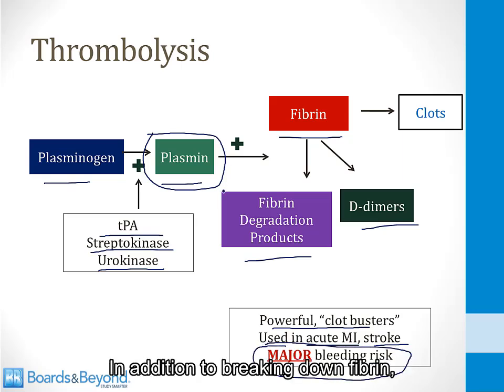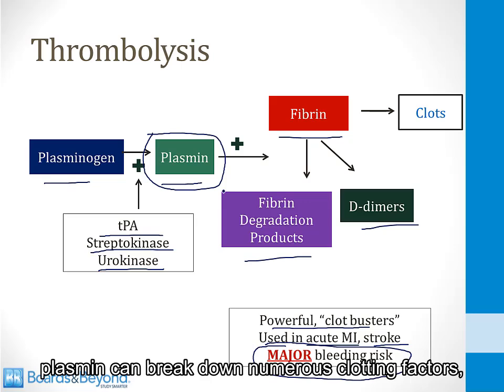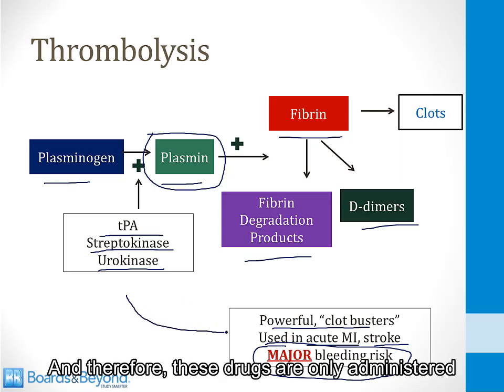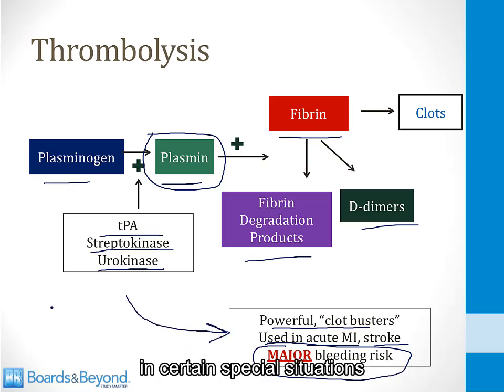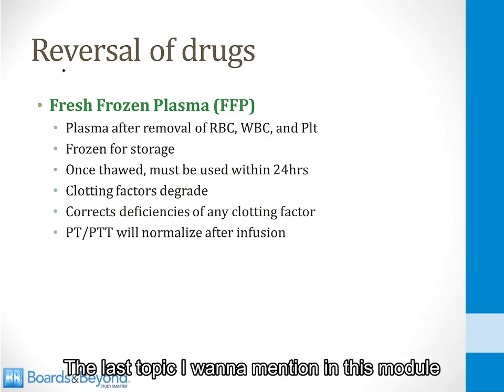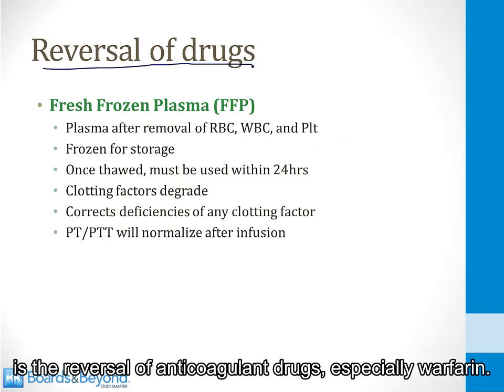In addition to breaking down fibrin, plasmin can break down numerous clotting factors, and there's a significant risk of bleeding, and therefore these drugs are only administered in certain special situations when the risk of bleeding is believed to be low. The last topic I want to mention in this module is the reversal of anticoagulant drugs, especially warfarin.